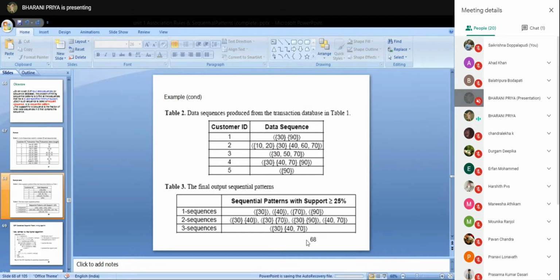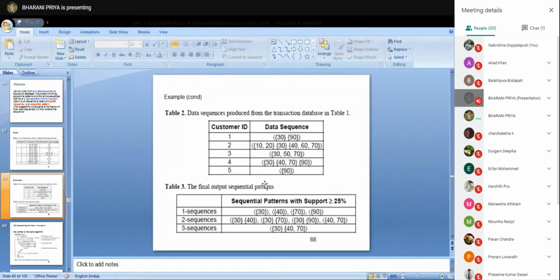Have you understood one sequence? Yes. Next, the second sequence, that is the joining step: 30, 40, 30, 70, 30, 90, 40, 70. 70, 90 is not there. Why? It is appearing only once. So the minimum support is not satisfied, so we are not including 70, 90.